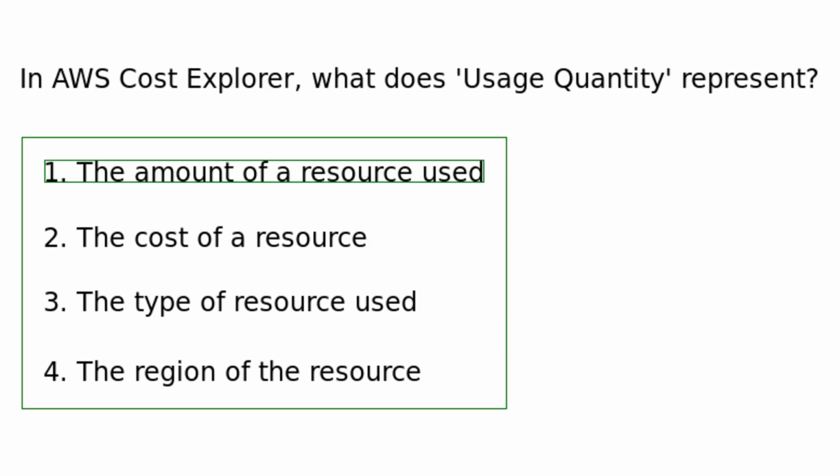Usage quantity in AWS Cost Explorer shows the actual amount of a resource used, like GB for storage or hours for compute, helping you understand consumption patterns.